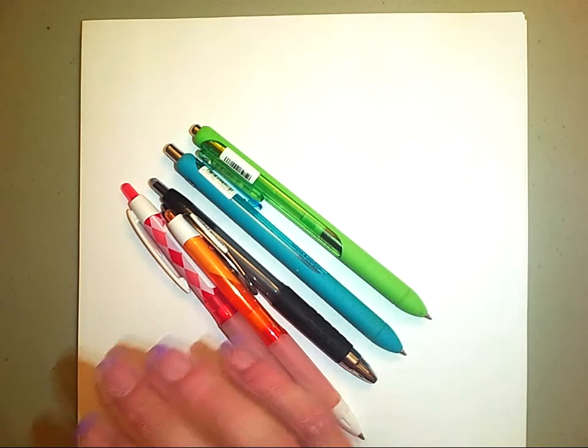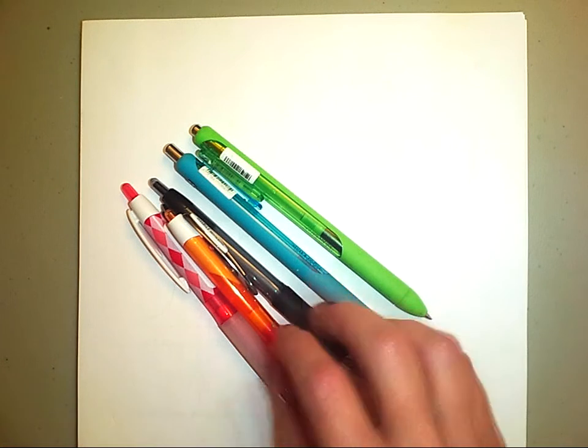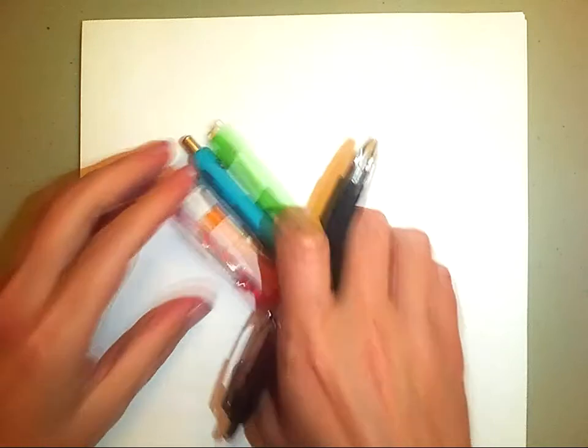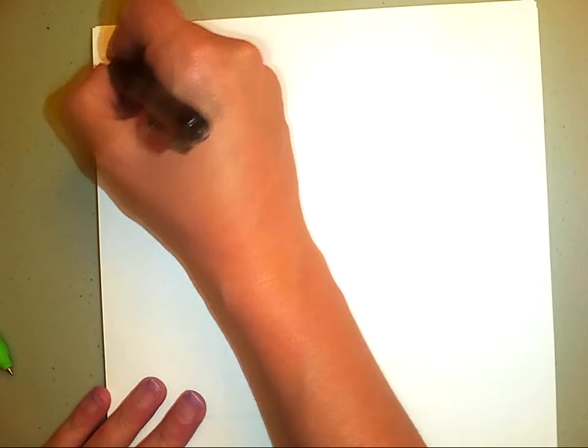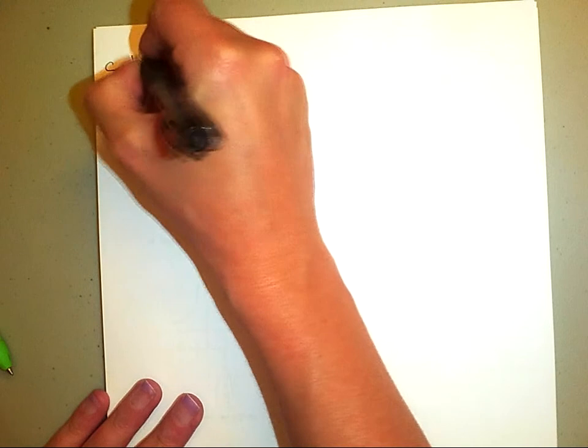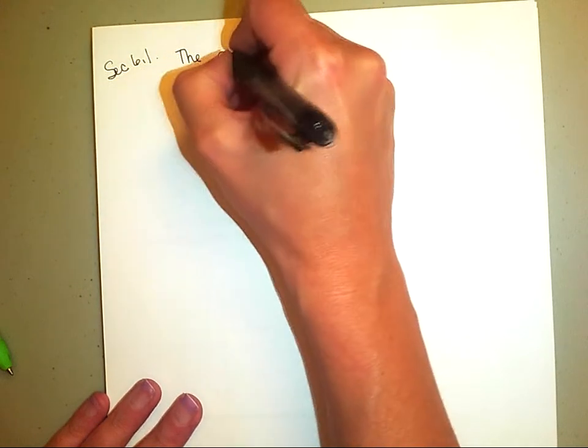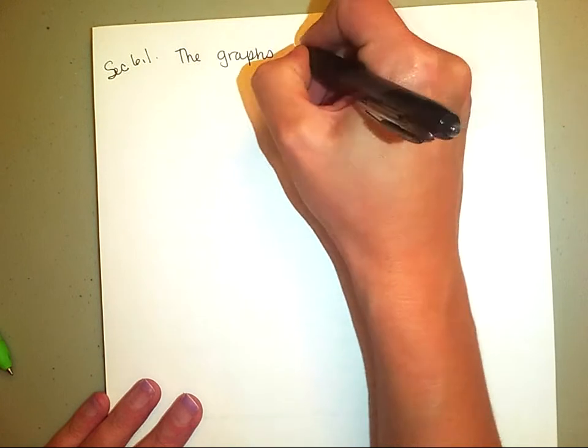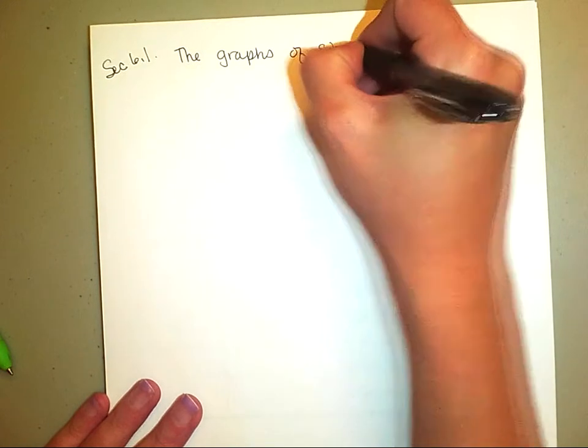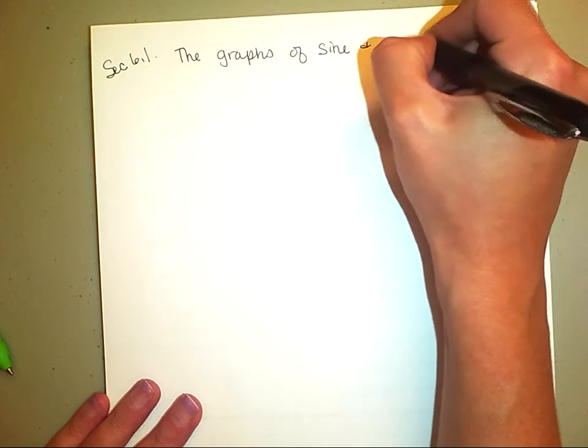Hello everybody, so today we are starting with chapter 6. In this section we're going to learn about two more parent functions. Section 6.1, we're going to learn about the graphs of the sine function and the cosine function.